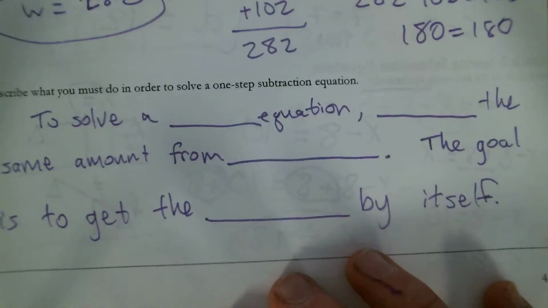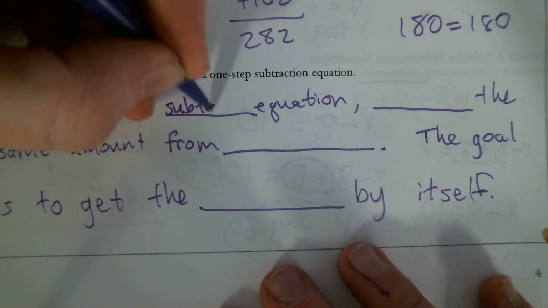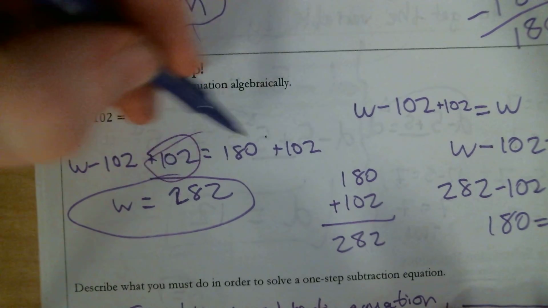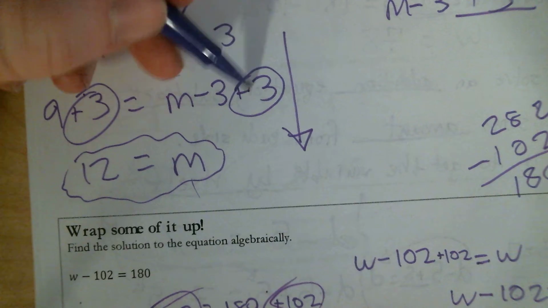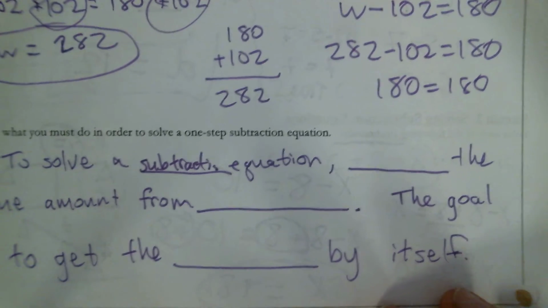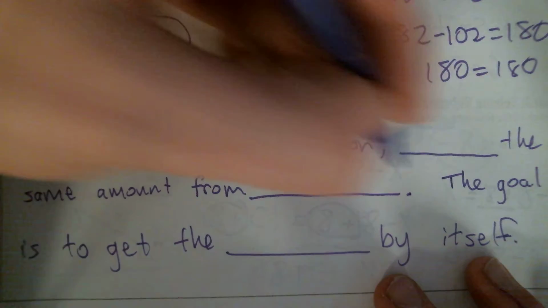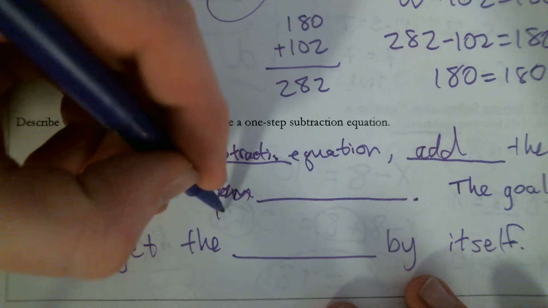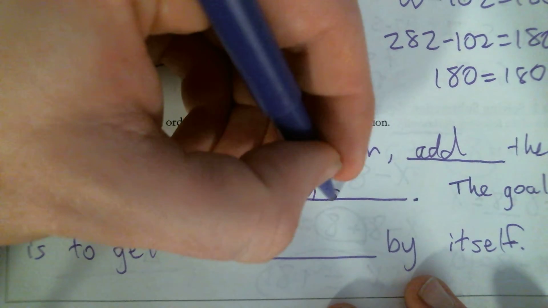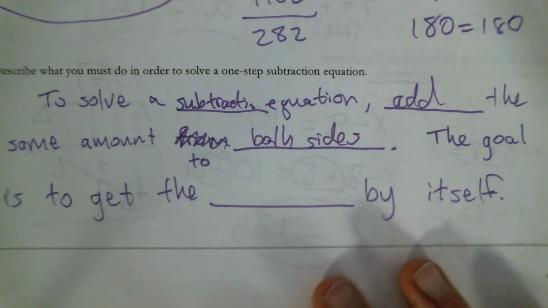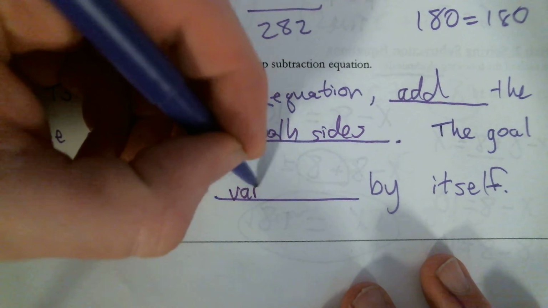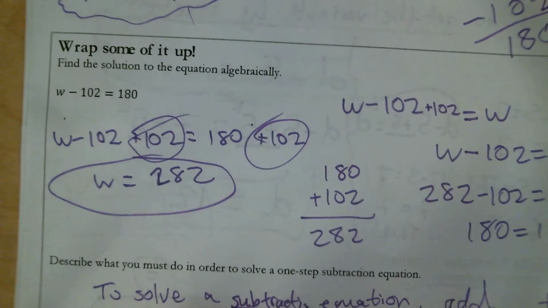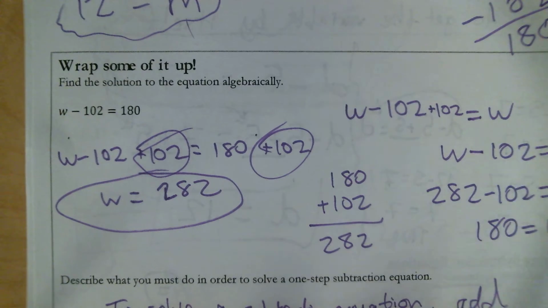Let's figure out this last part. To solve a subtraction equation, what did we do to both sides every time? This is the step I took. This is the step I took. So to solve a subtraction equation, add the same amount, not from, don't add it from, add the same amount to both sides. The goal is to get the what by itself? The variable. Get the variable all alone, just like we did here. We wanted W to be all by itself. We don't want any other stuff attached to it.